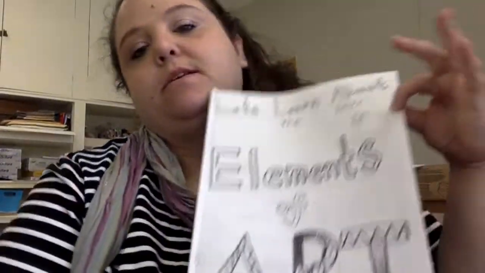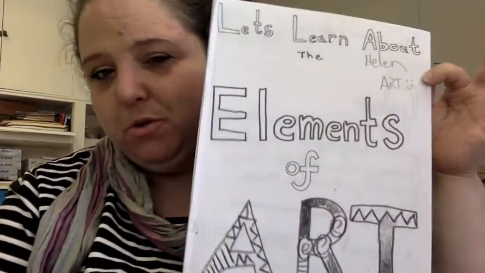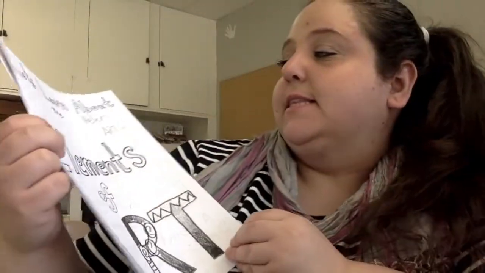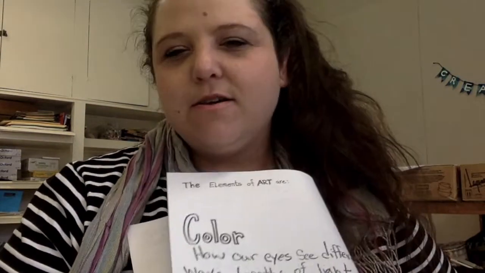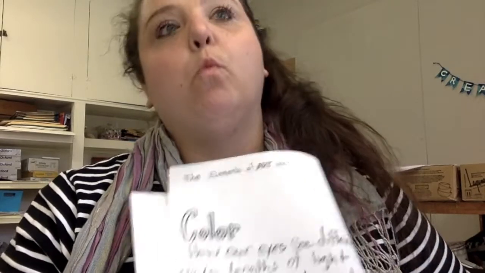Hi, my friends. So today you will again need this packet that I sent home to you last week. The front says, let's learn about the elements of art. So last week we learned about color. Color is how our eyes see different waves of light. We learned about the primary colors and the secondary colors, and then you showed me what you know about warm and cool colors. So that was super fun.